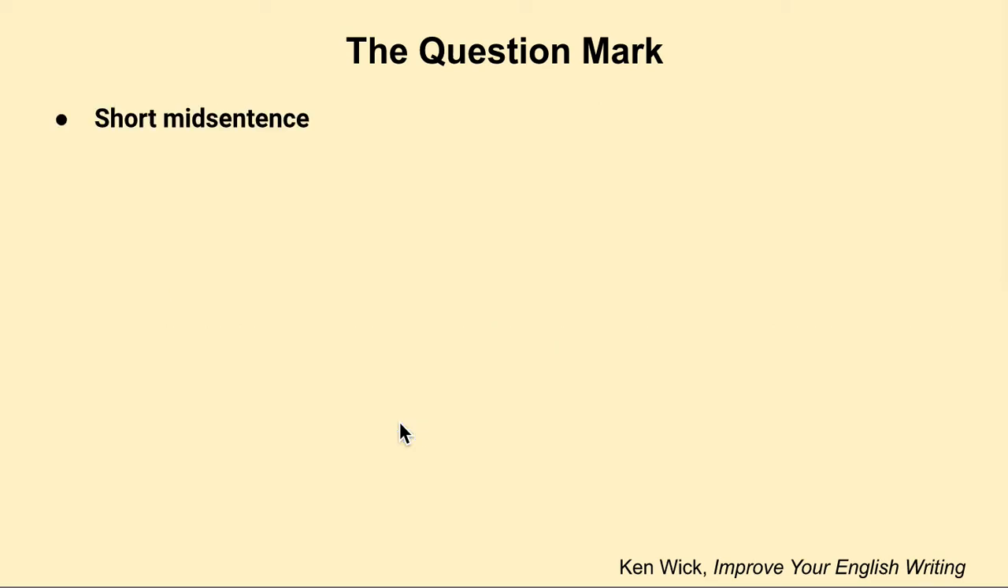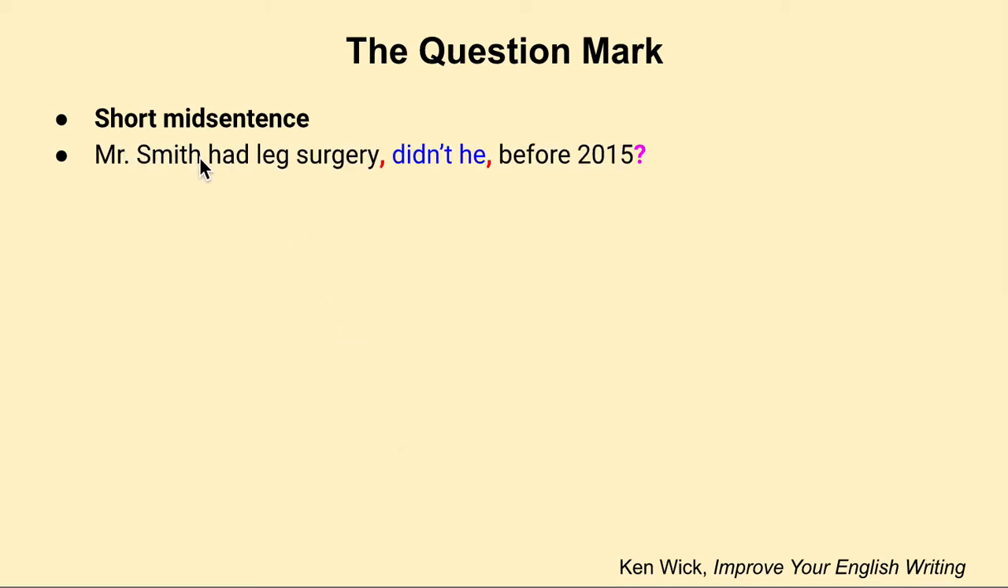So let's first go for the short mid-sentence examples. Is Mr. Smith had leg surgery, didn't he, before 2015? So this "didn't he" is a short mid-sentence question, 3 or fewer words, we have 2. And that means we would separate it, per the rule, with commas, and we'd put the question mark at the end, which is exactly what we did. So the short mid-sentence, you separate it with commas, and you put a question mark at the end.